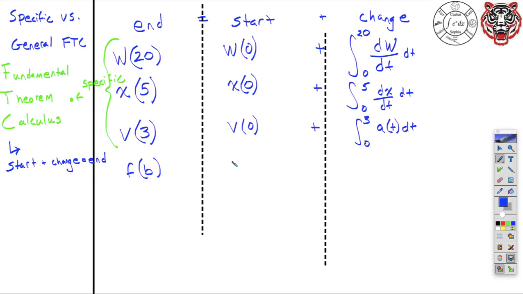What is my start going to be for my general function of b? F of 0. F of 0, yeah. It's still f of 0. And what am I going to have on the right-hand side? Oh, then 0 to b. Exactly. Yeah, that's the key. So from 0 to b. And then f of b.